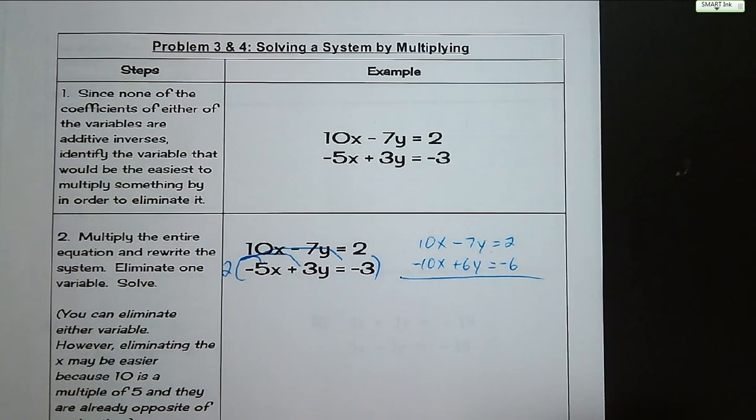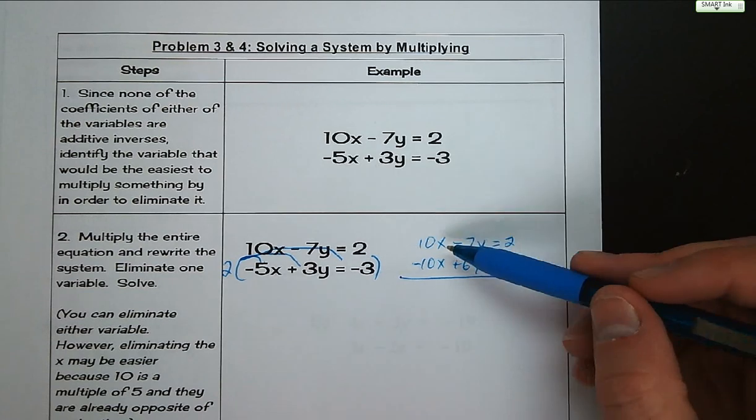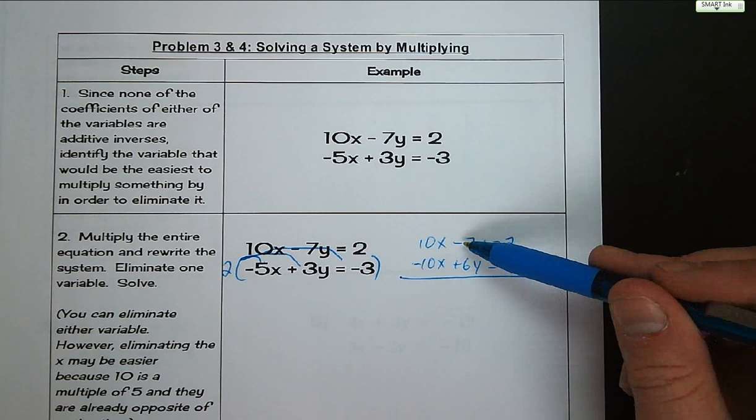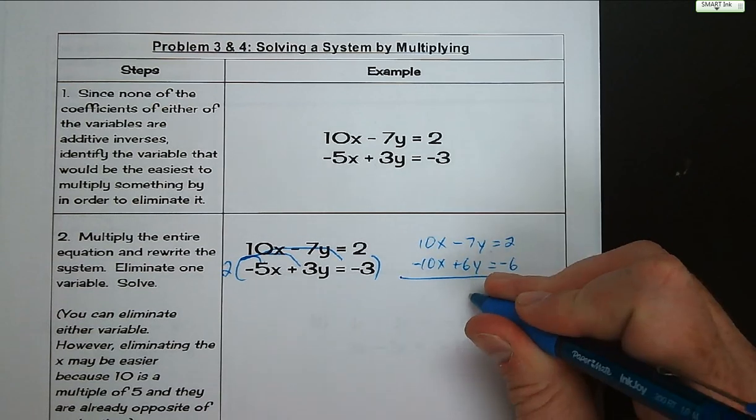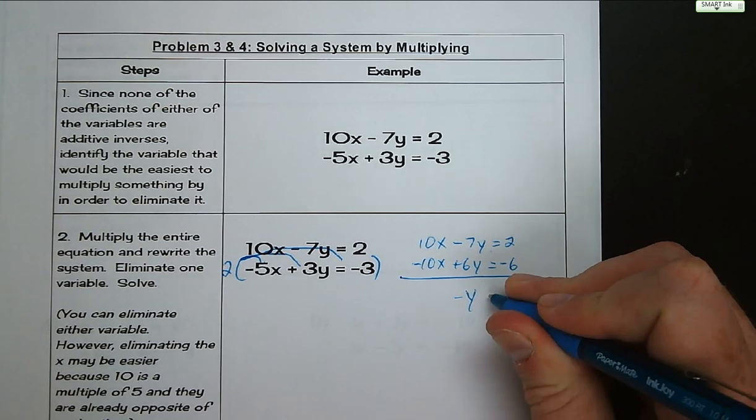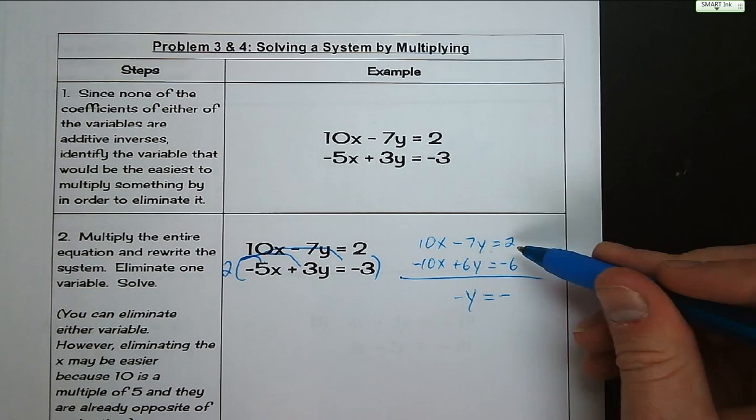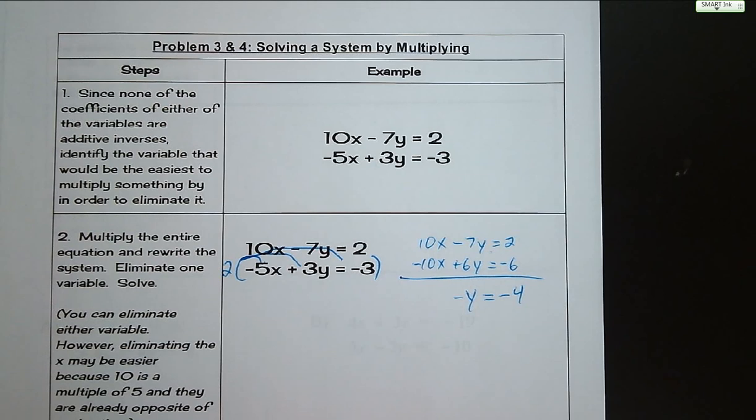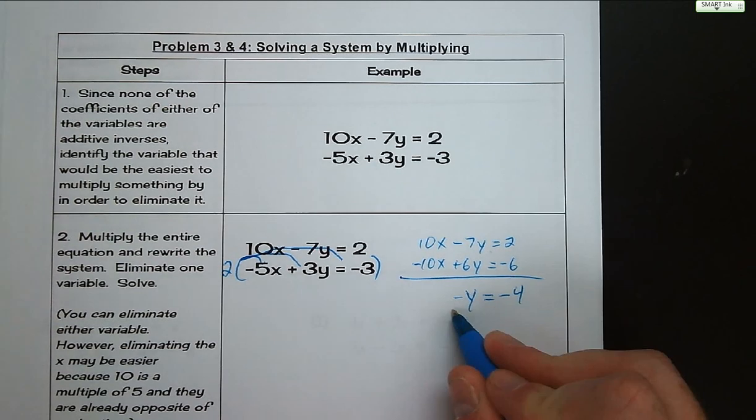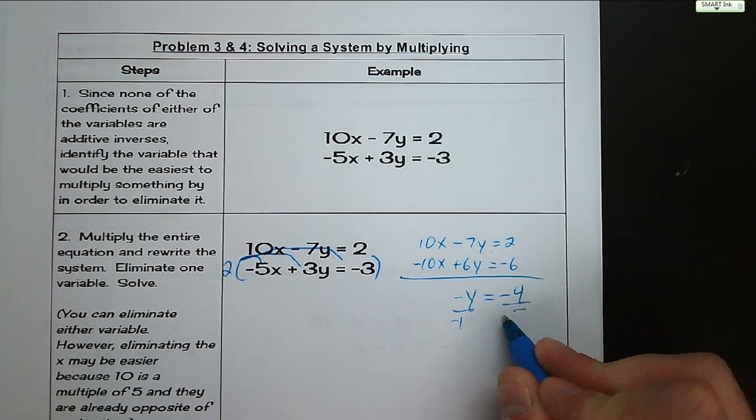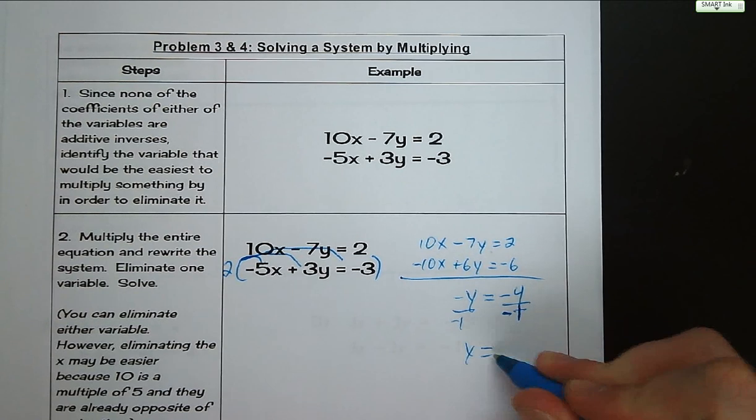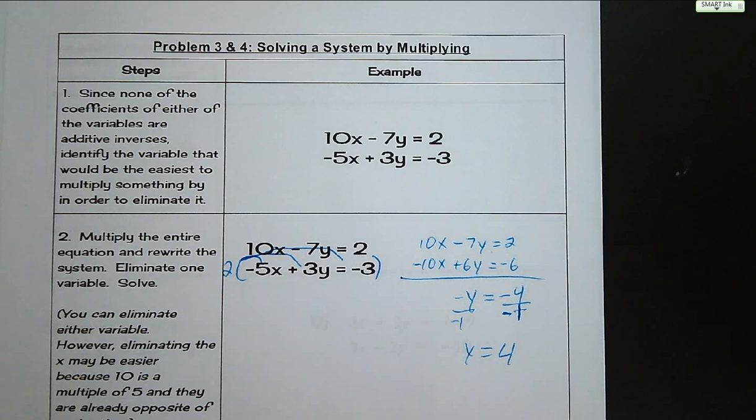Now we can add our 2 equations together. 10x plus negative 10x is 0. Negative 7 plus 6 is negative y is equal to negative 2 plus negative 6 is negative 4. So our next step is going to be to divide by negative 1, and y is equal to positive 4.